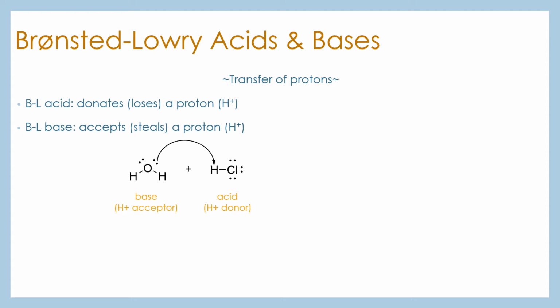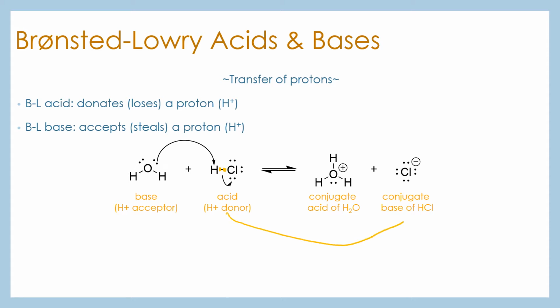So the electrons on the oxygen on water will go to pick up the proton off of hydrochloric acid, which causes the bond between the hydrogen and the chlorine to break. This gives us our products, which are hydronium and chloride, our conjugate acid and conjugate base. So notice that the acid turns into the conjugate base. It is one proton less than the acid. And our original base turns into the conjugate acid, because this is the protonated form of our base.